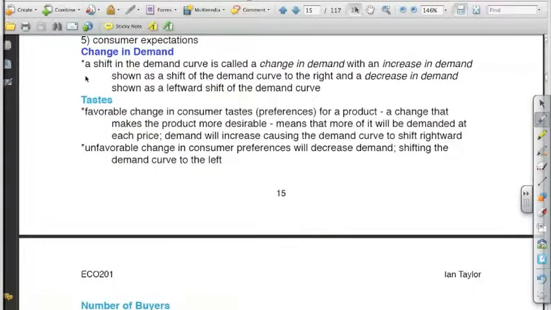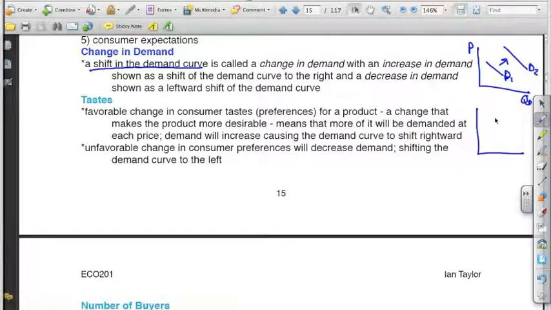The change in demand is shown by a shift in the demand curve. So say we start off here with D1, quantity demanded on the horizontal, price on the vertical. To show an increase in demand, we have a shift up and to the right. So this would be D2, our increase. Whereas if we want to show a decrease in demand, this is D1, left and downwards to D2. Quantity demanded and price.